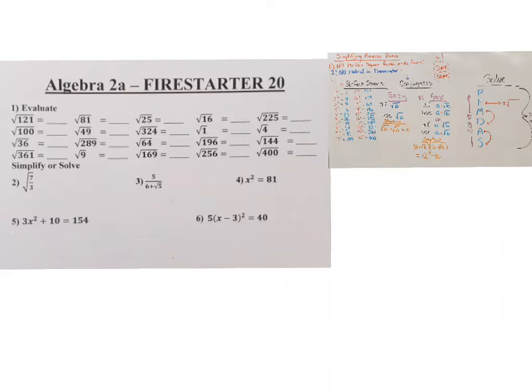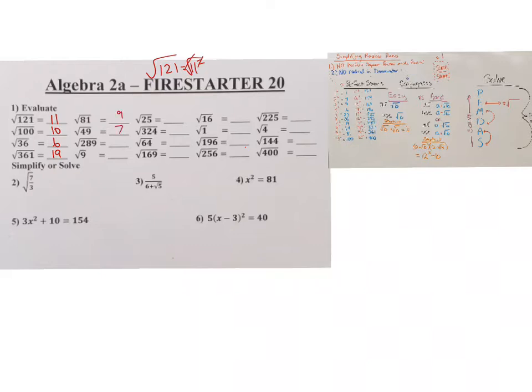Now we start off with this. First, we're going to evaluate. So the square root of 121 is just 11. Square root of 100 is just 10. The square root of 36 is just 6. Square root of 361 is 19. Notice that earlier we had 121 equal to 11 squared, right? So when I square root both sides, the little 2 and the check mark cancel. That's why the square root of 121 is actually just 11.